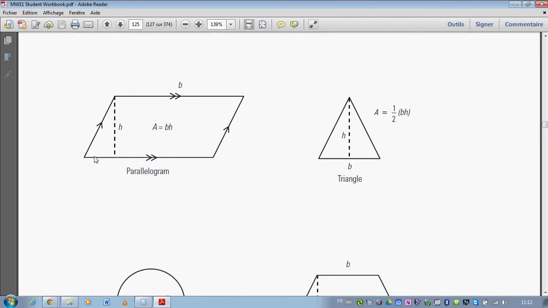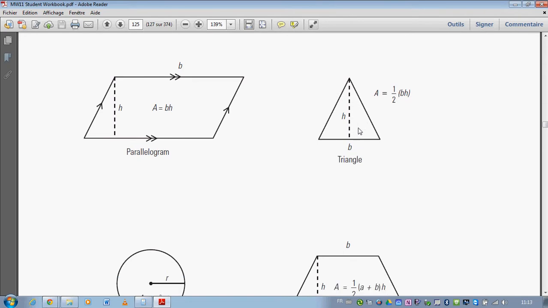For a parallelogram, to get the area, you've got to take the base and multiply it by the height. Make sure that your base and your height are perpendicular to one another. That means that there's a 90-degree angle between them. For a triangle, the area is the base of the triangle times the height of the triangle divided by 2. Or it could be the base times the height, and then multiplied by 1/2. So multiplying by 1/2 is the same thing as just dividing by 2.